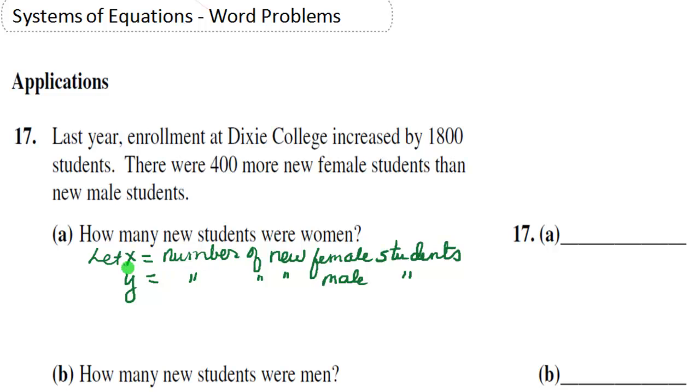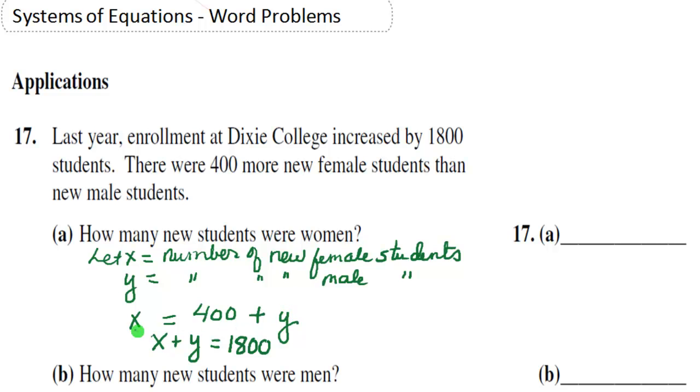And as soon as you define two variables to solve a word problem, then you know you're going to need two equations. So for the first equation, we're going to use the second sentence that says that there are 400 more new female students than new male students. So x, the number of female students, is 400 more than the number of male students, y. So that's how we get the first equation: x is 400 more than y. The second equation says that the total enrollment was 1,800 more students, so x plus y has to equal 1,800.